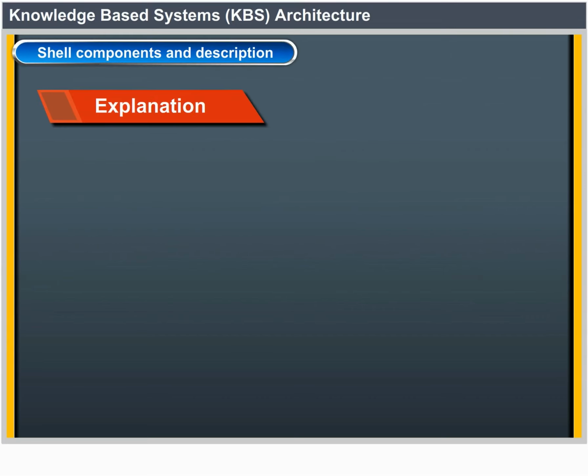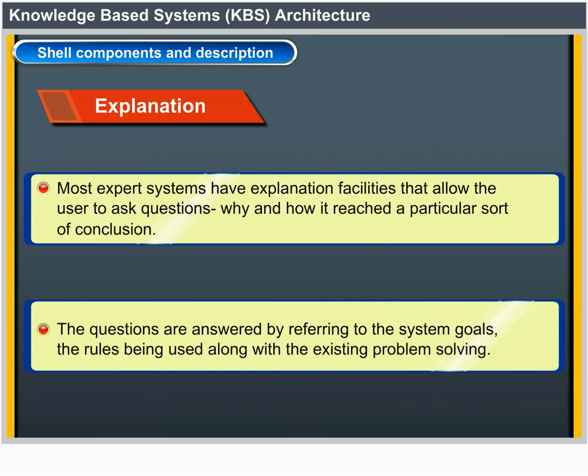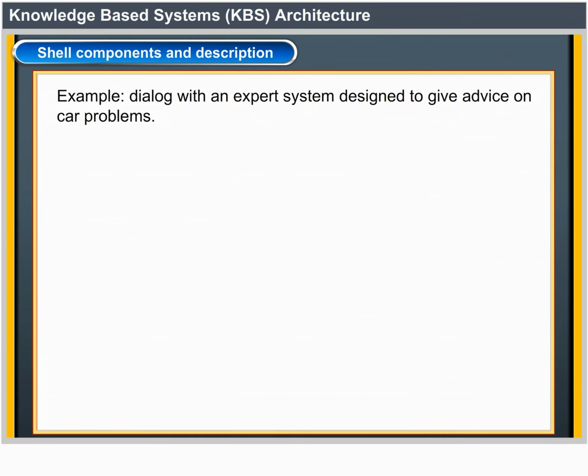Explanation. Most expert systems have explanation facilities that allow the user to ask questions why and how it reached a particular sort of conclusion. The questions are answered by referring to the system goals, the rules being used along with the existing problem solving. Example, dialogue with an expert system designed to give advice on car problems.